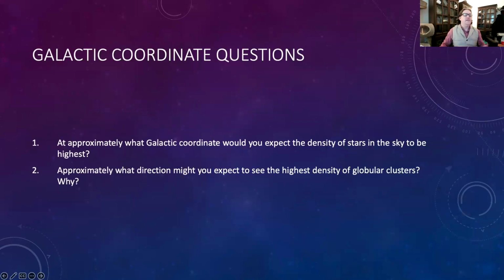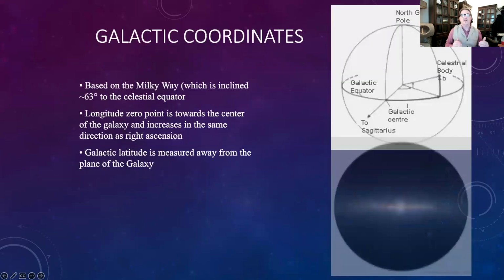Some questions here. At approximately what galactic coordinates would you expect the density of stars in the sky to be highest? So again, just to remind you, the galactic coordinate system is constructed such that the galactic equator is defined as the sun's motion around the galactic center. This is effectively the disk of the galaxy.